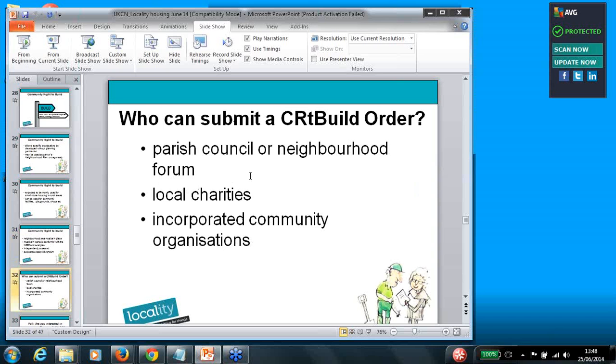Just for your information, groups that can pursue right to build orders are parish or town councils or existing neighbourhood forums, local charities and incorporated community organisations set up to benefit the community.